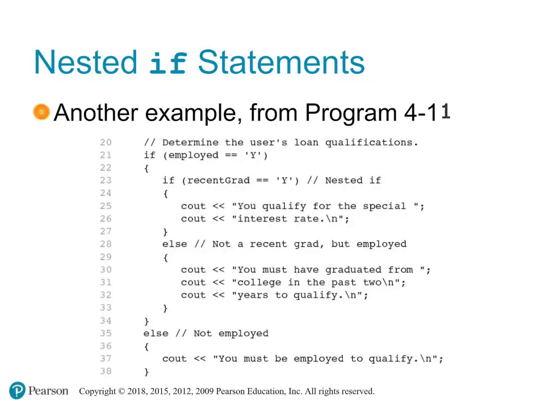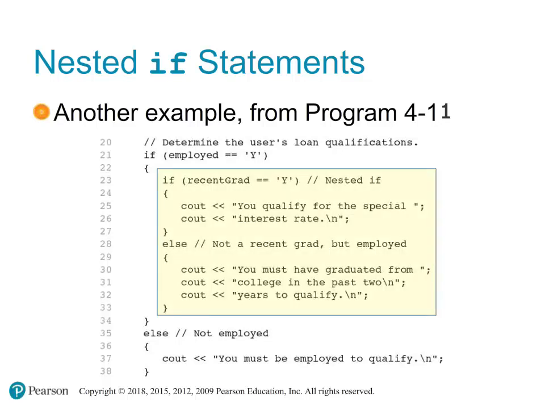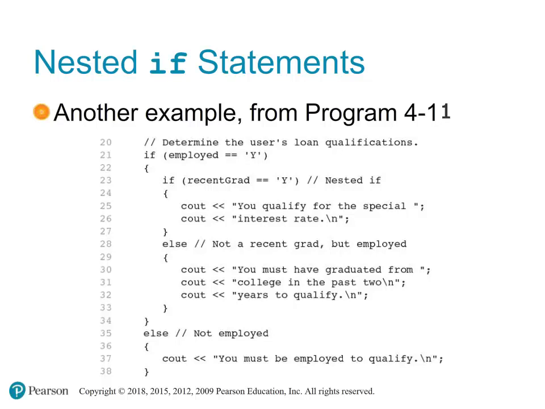This piece of code is from program 411. The program first checks if the user is employed. By employed, evaluate employed equal y. If employed, it then checks if the user is a recent graduate by evaluating recent graduate equal y. So based on these conditions, appropriate messages are displayed.